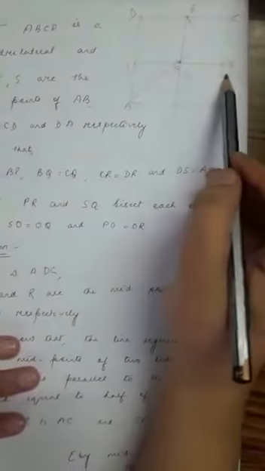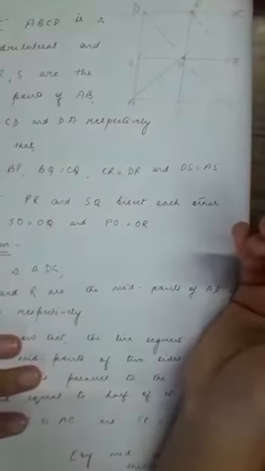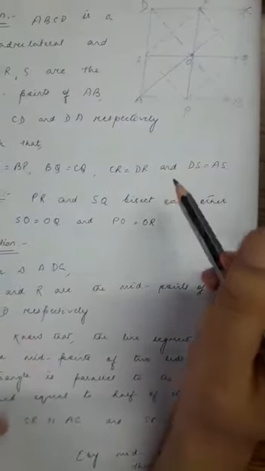Here we need to show that PR and SQ bisect each other. That means SO is equal to OQ, OP is equal to OR. These things we need to show. Now for that, let us consider the triangle ADC.